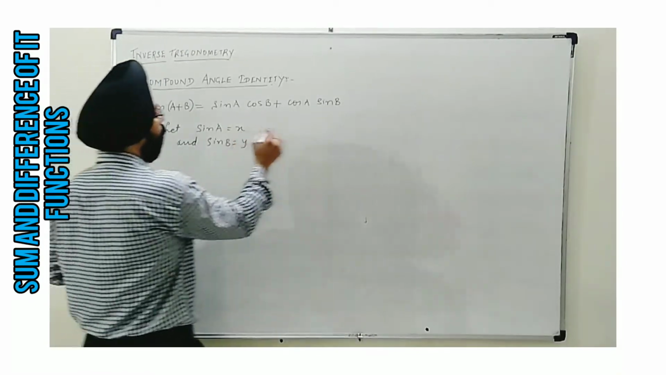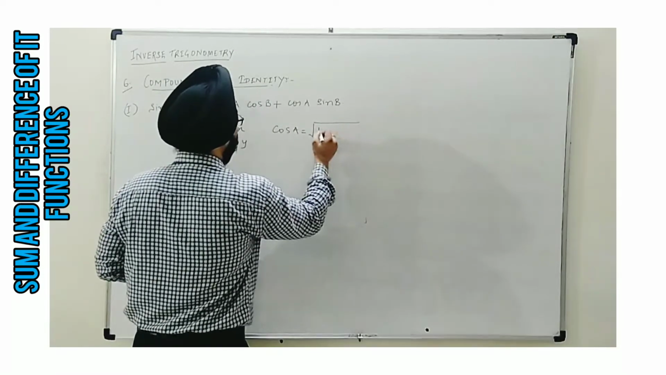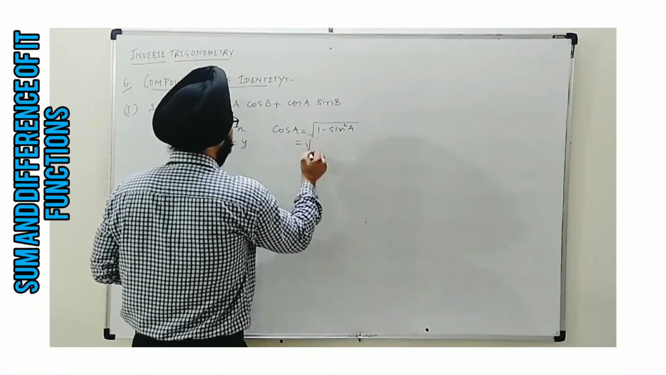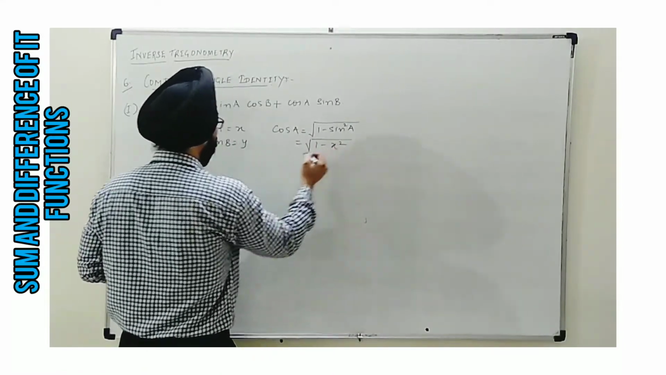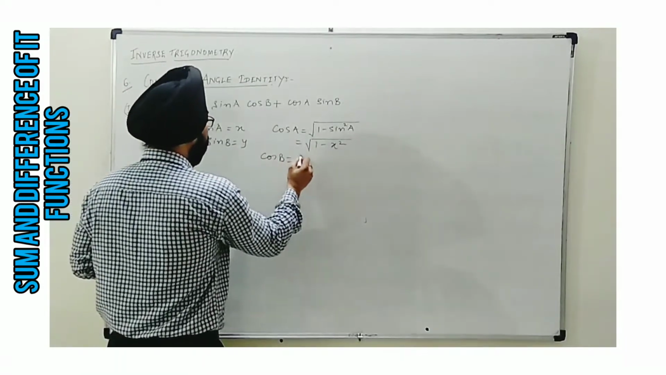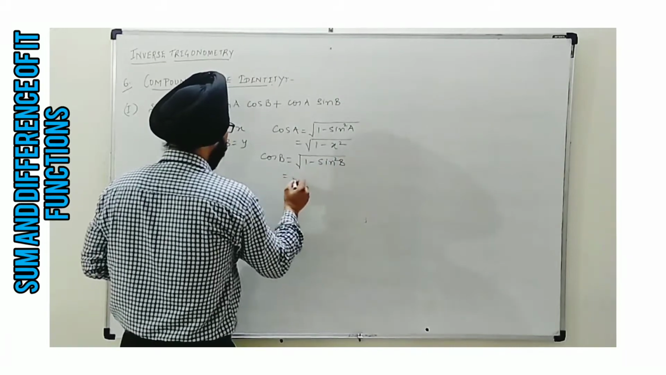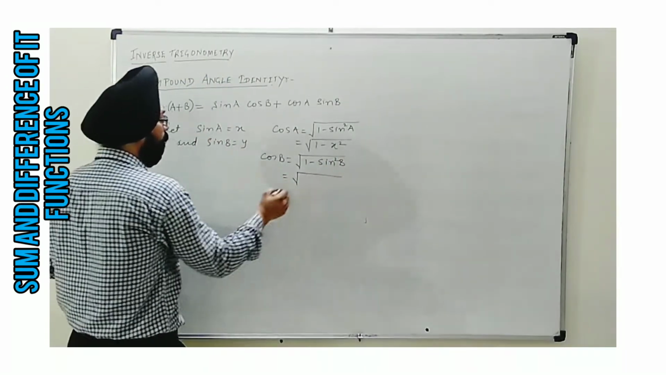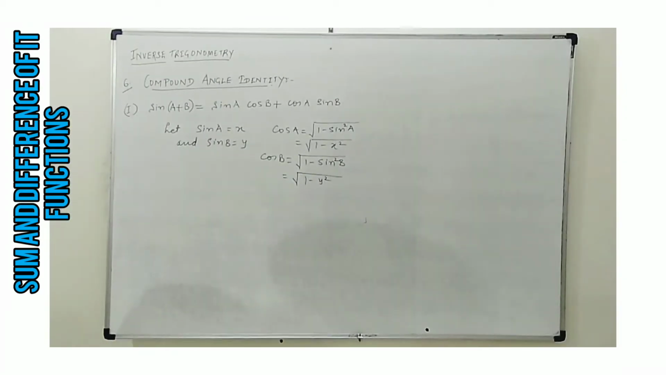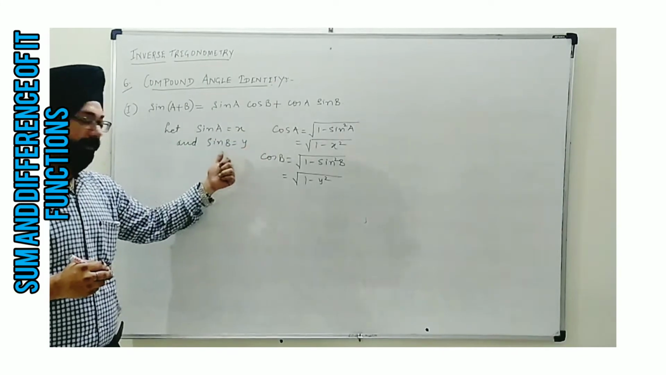Now, as we know, cos A can be written as under root 1 minus sine square A. So here this can be written as root 1 minus x square, since I have taken sine A to be x. Cos B is equal to root 1 minus sine square B, and since I have considered sine B to be y, it is root 1 minus y square. Now I have converted the right hand side values into x and y.